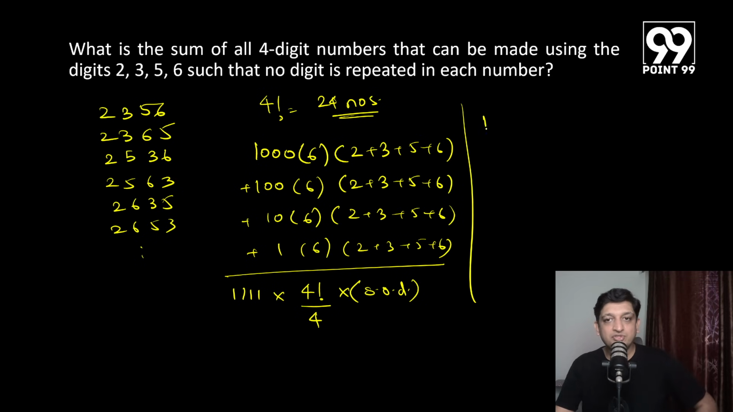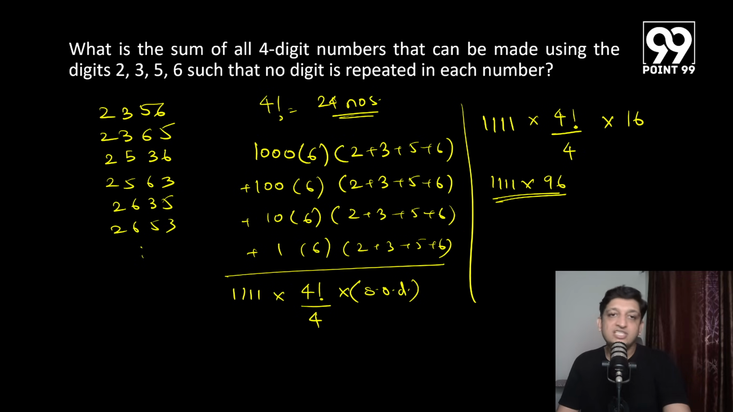Now this is the shortcut, right? So you have to basically use so many ones that are there, multiplied by the number of digits in each number, which is 4. So 4 factorial divided by the number of different digits that we have. So 4 different digits. So each digit will appear 4 factorial by 4, or 3 factorial, or 6 times. Multiplied by the sum of the digits 2 plus 3 plus 5 plus 6, which gives us 16. So in this context, what will be our answer? 1111 multiplied by 6 into 16, or 96 into 1111. You can just put it in the on-screen calculator and you can easily figure it out.